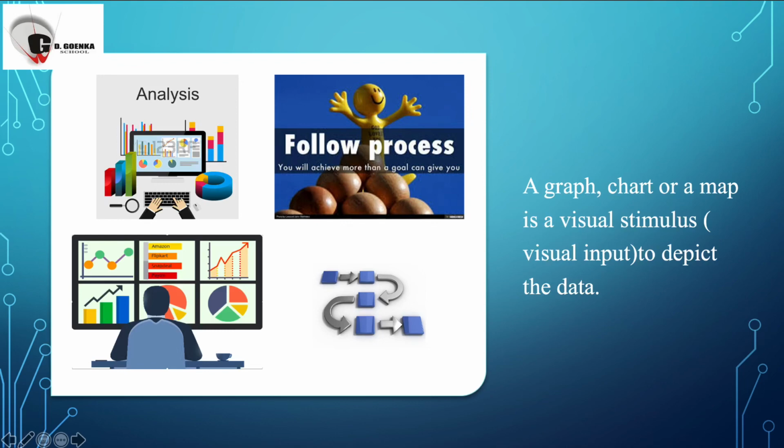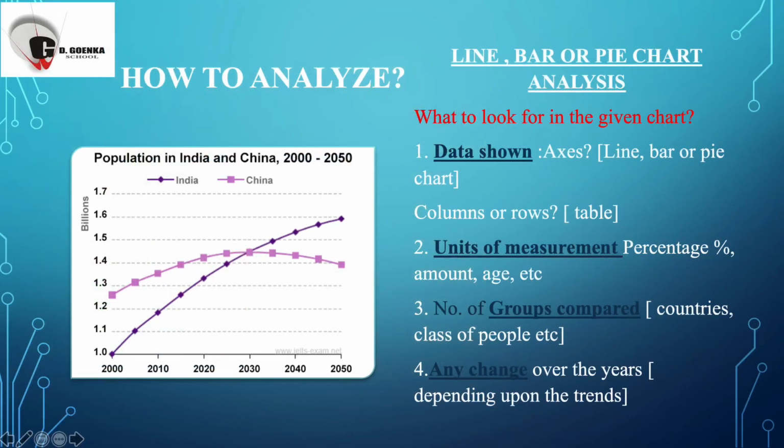Now, before beginning to write an analytical paragraph, remember the process of analyzing the charts or maps given. Generally, those charts and maps act as a visual input to depict data. So, it's necessary to follow a process for analyzing the given visual input. First of all, what to look for in the given chart? You need to find what kind of data is shown for a line or bar chart. For example, look at this chart.